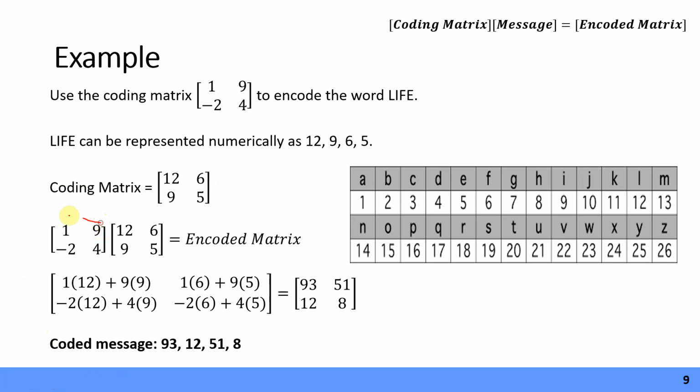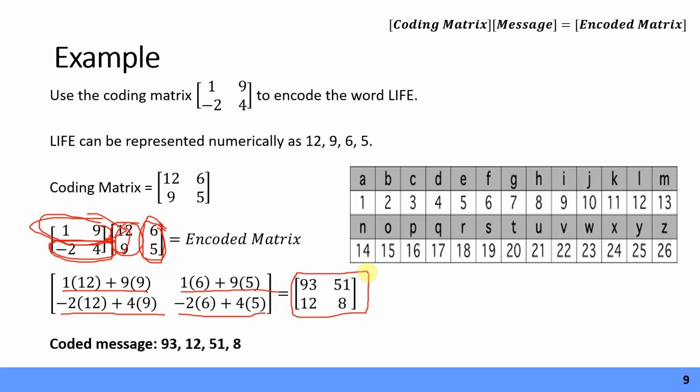Okay, so again, in case you forgot, we do a row times a column for this one. And then this row and this column for this one right here. And then we do the second row and the first column for this one. And then we do the second row and the second column for this one right here. Again, if you need help with that, go rewatch the previous video. Once I did those in my calculator, I got this right here. And that's it, we're done. That is how you find the coded message.